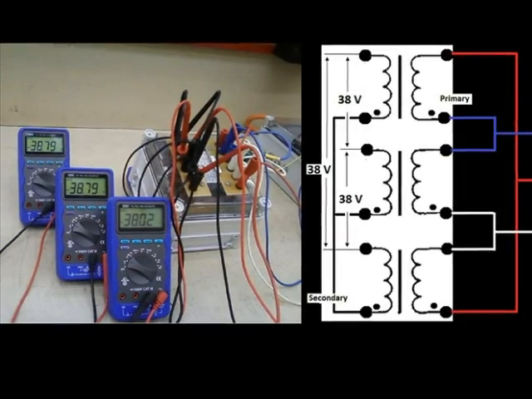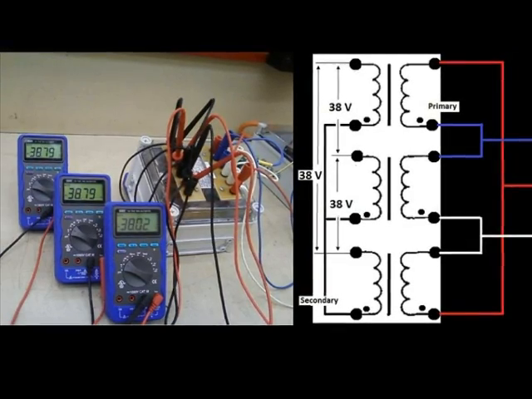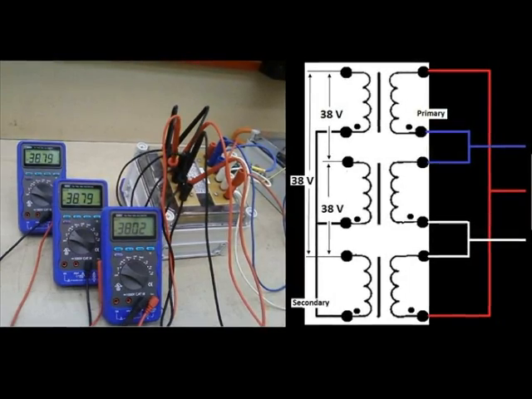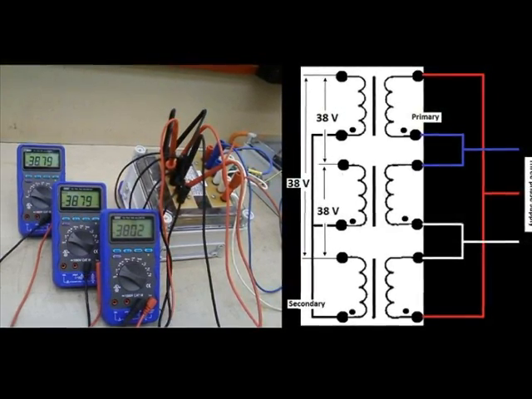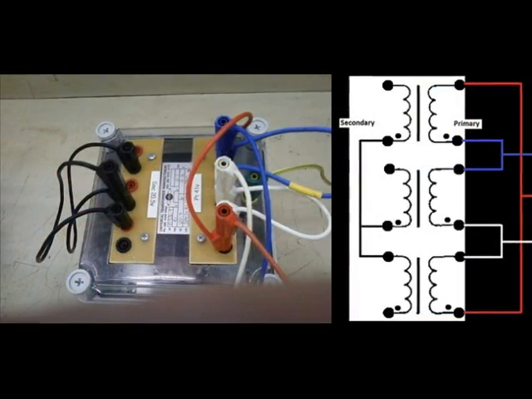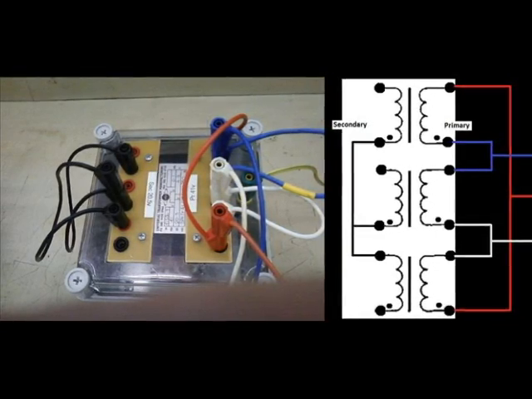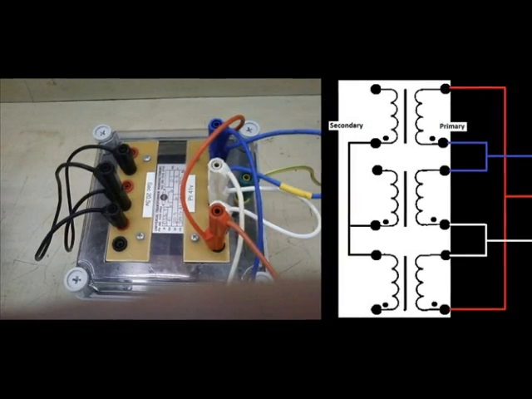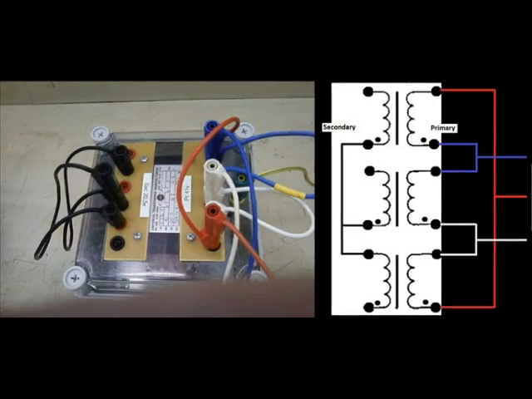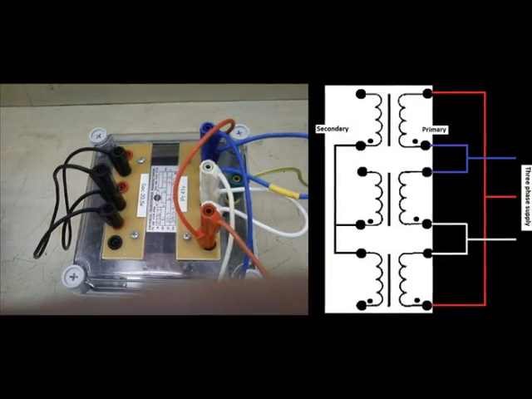We need to also check that the line voltages are equally balanced, as you can see from the readings here, 38 volts on each of the line voltages. As with a delta connection, it's also important on a star connection that the correct polarity be checked. So again, in this case, we've purposely created one phase with the wrong polarity, so we have an incorrect polarity on the star connection.